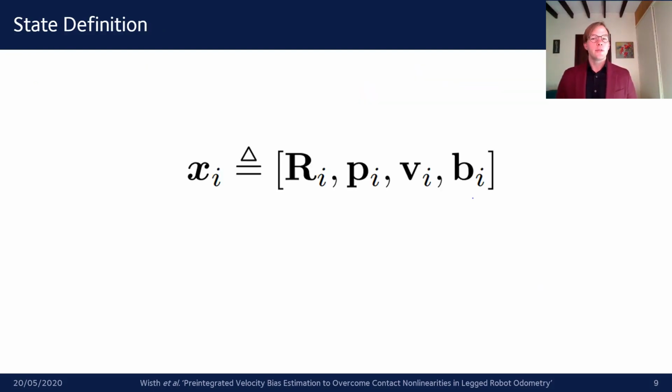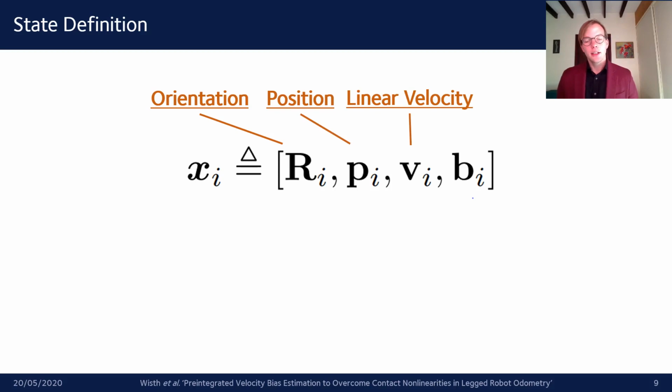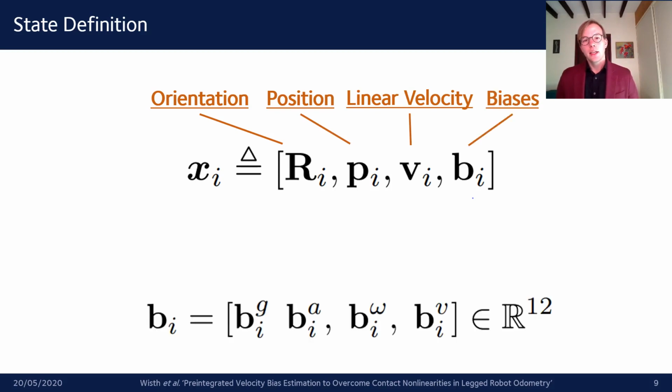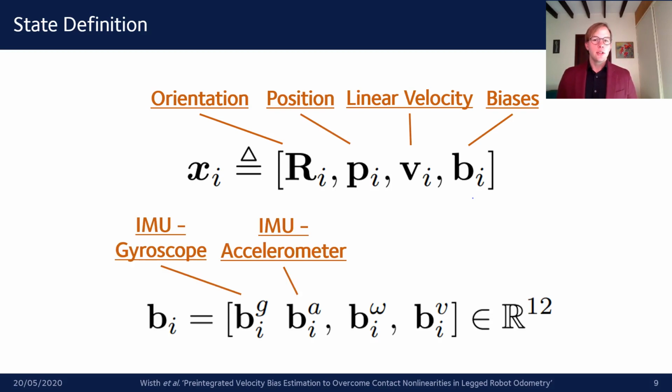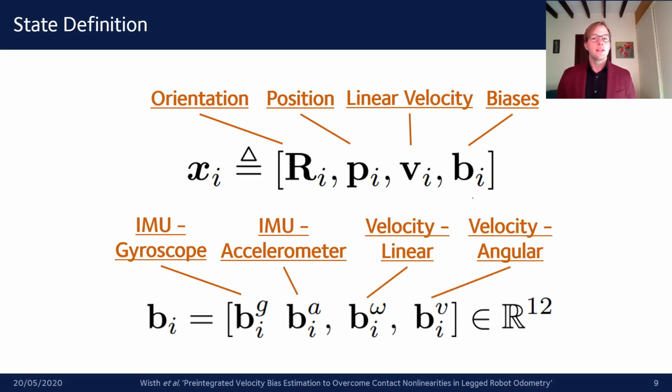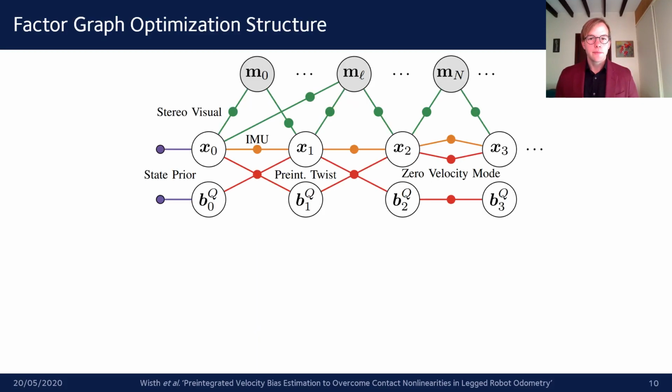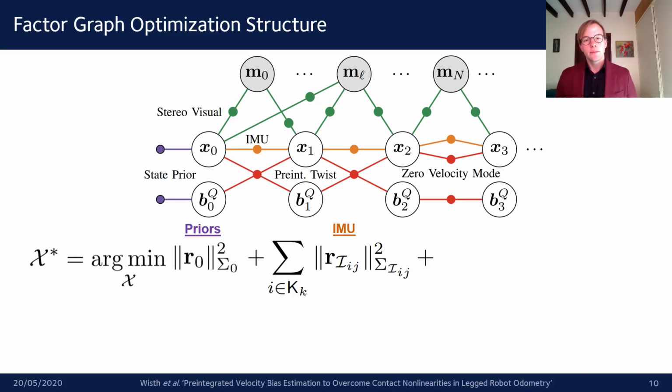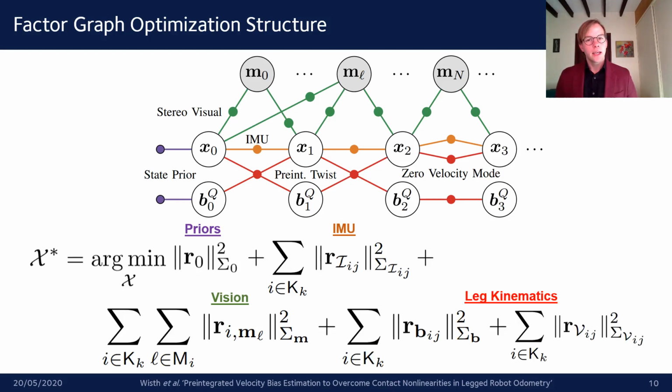We aim to estimate the following state of the robot, which consists of the robot's base orientation, position, and linear velocity, as well as bias terms. These bias terms include the traditional IMU biases, as well as the proposed linear and angular velocity kinematic biases. We combine these measurements into a factor graph framework, which can also be expressed as an optimization problem, which includes costs from prior factors, IMU factors, stereo vision factors, and kinematic factors.